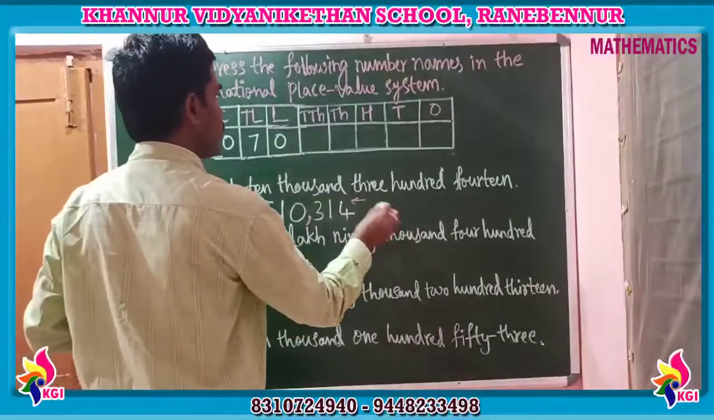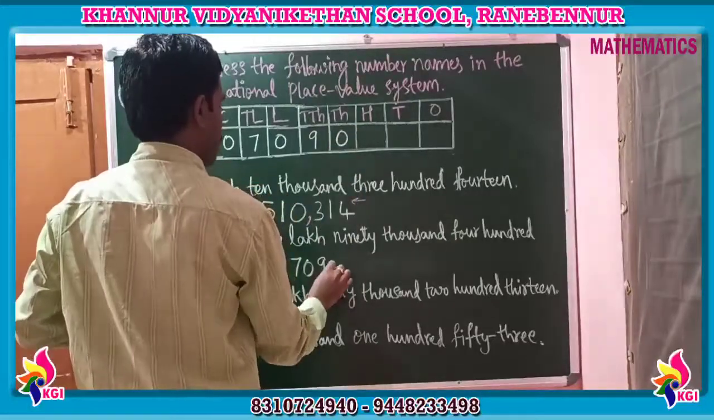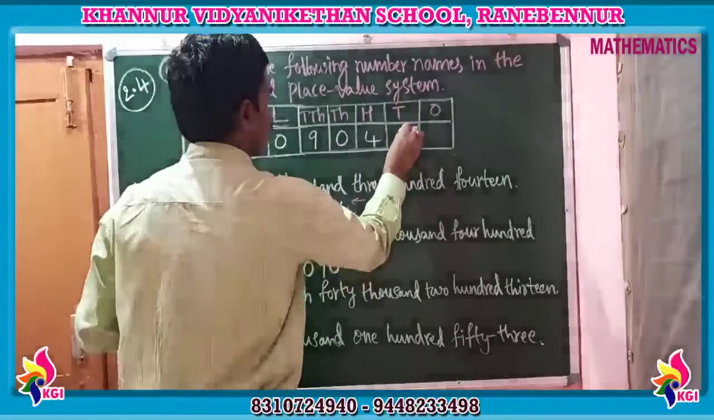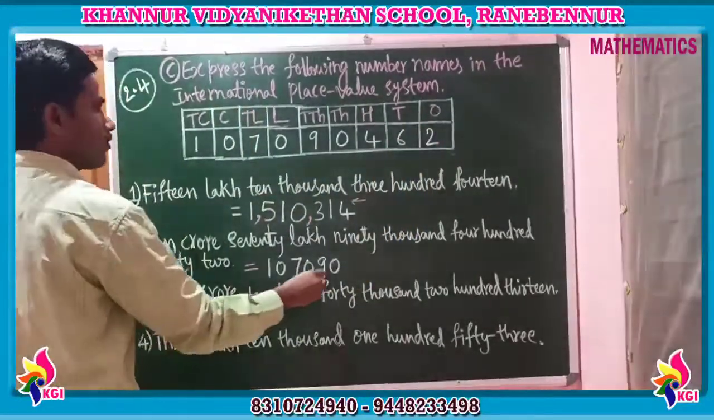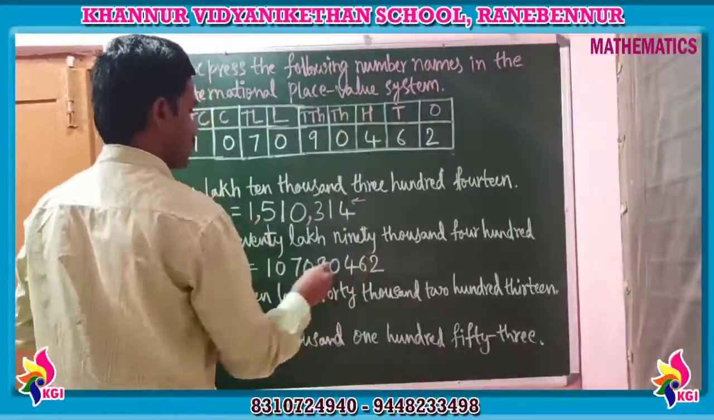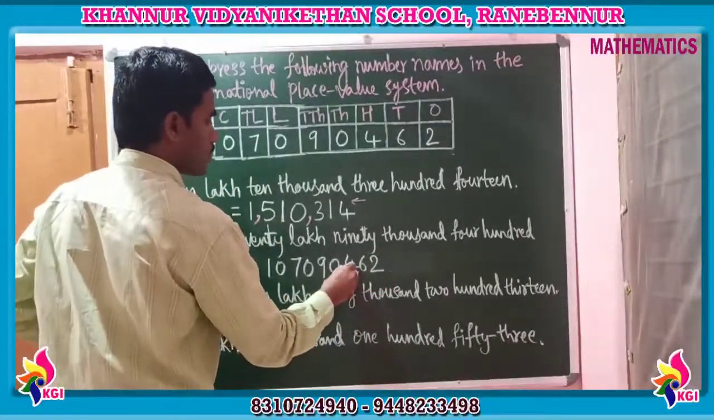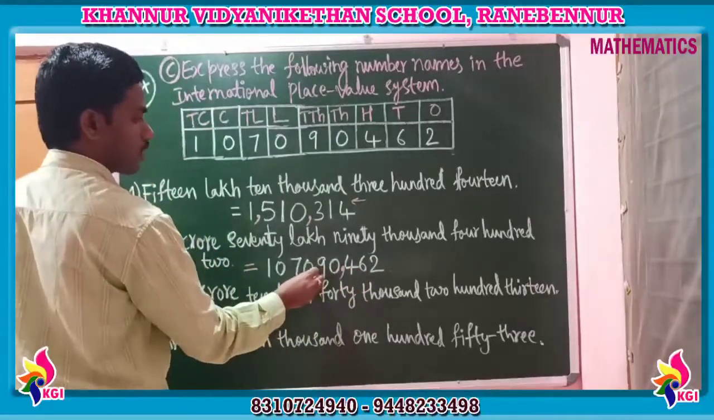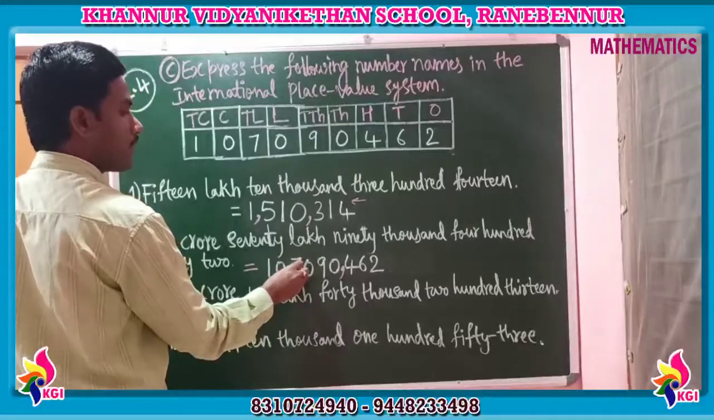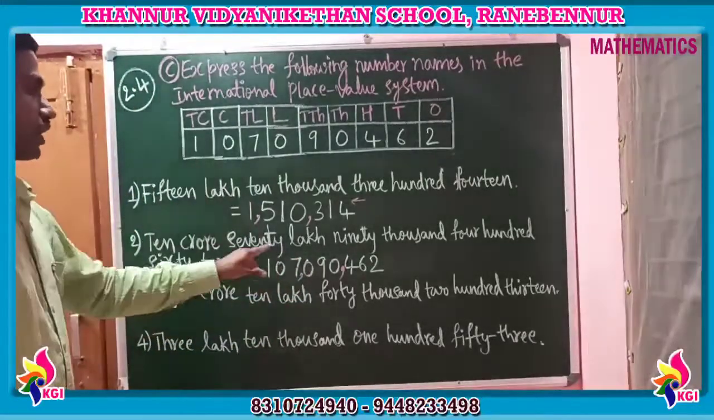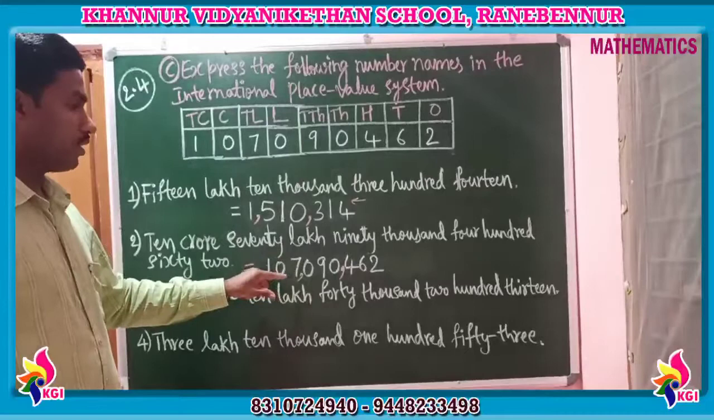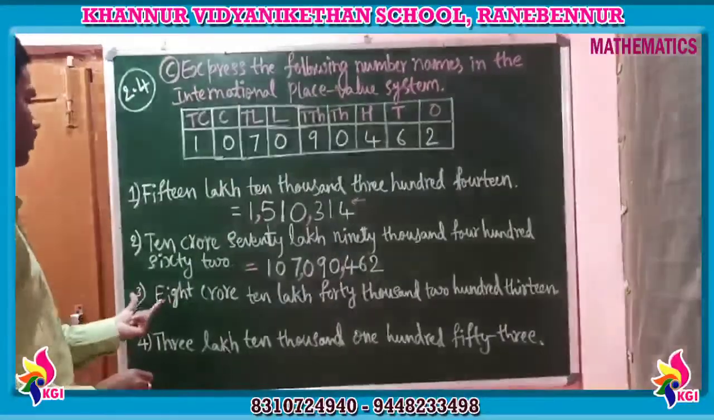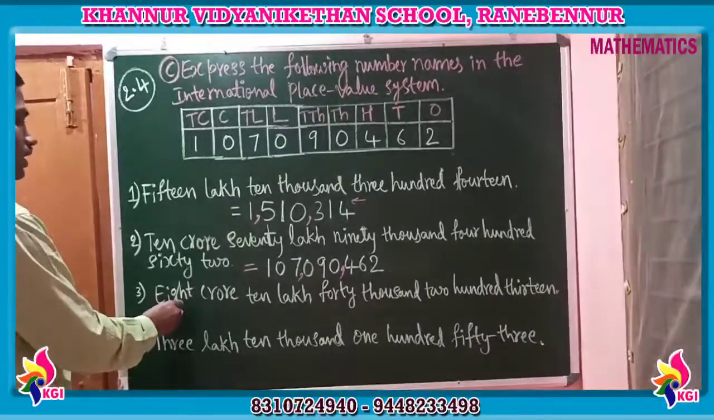Then 90,462. So this is the number 462. Place the commas: 1, 10, 100, then 1,000, 10,000, 100,000, then 1,000,000, 10,000,000, 100,000,000. So it can be read as 107,090,462. Then the third one is here.